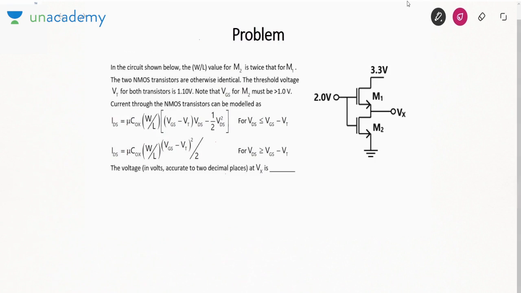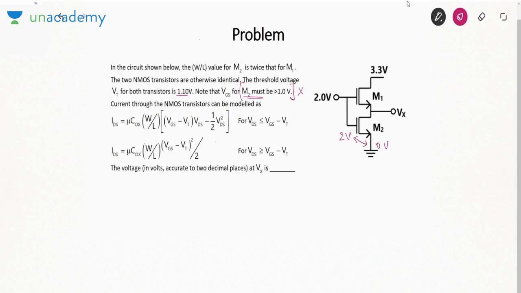Next. In the circuit shown, the W by L value of M2 is twice that of M1. The two NMOS transistors are otherwise identical. The threshold voltage for both transistors is 1.1 and VGS for M2 must be greater than 1. Actually VGS here is directly 2. So it is greater than 1. So this condition will not make much sense for us.